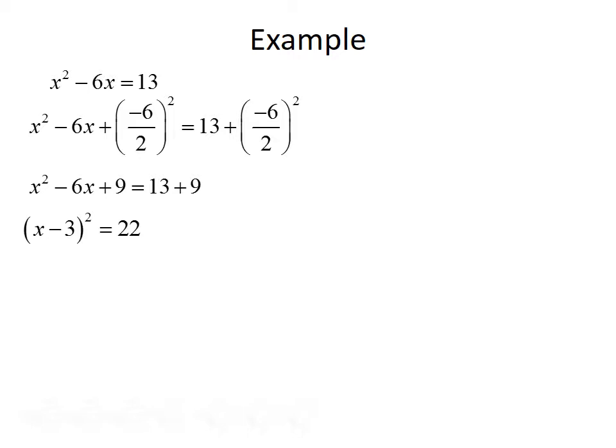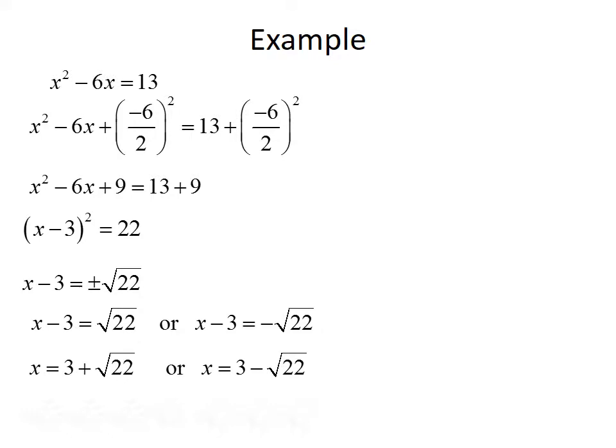Now we can solve this equation by using the square root method. Take the square root of both sides, which will give us x minus 3 equals plus or minus the square root of 22. At this point, we can split it up into two equations. x minus 3 equals positive root 22, or x minus 3 equals negative root 22. We solve both equations by adding 3 to both sides, giving us that x equals 3 plus the square root of 22, or x equals 3 minus the square root of 22.